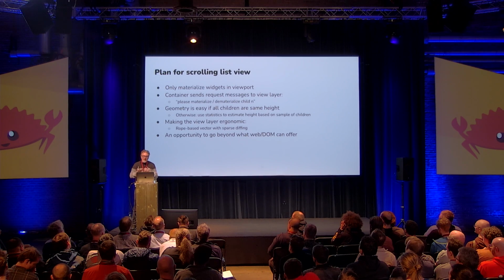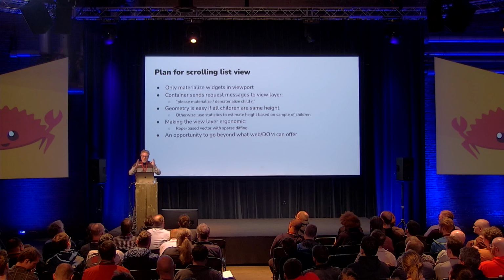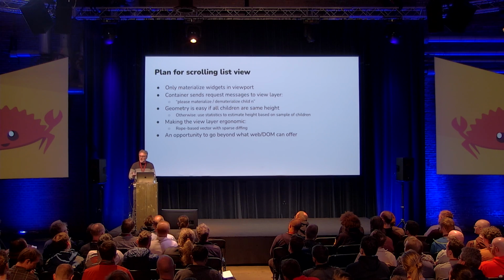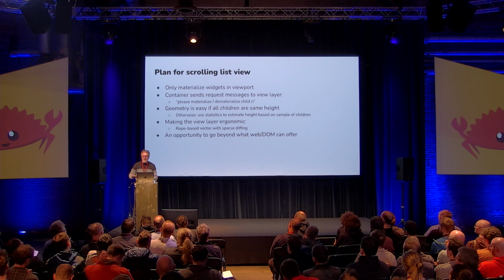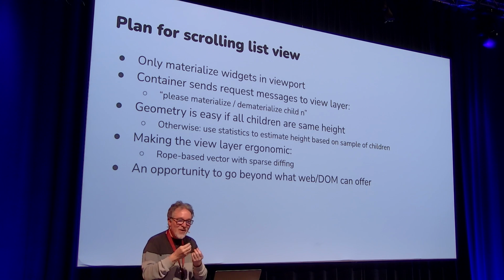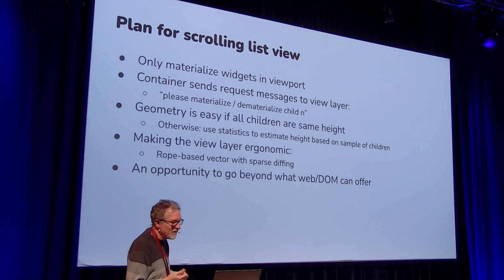But we also plan to handle the case where the different children may be different heights. They may be posts in a social media app or something like that. And we're planning to do a fairly sophisticated thing where we use statistics to estimate those heights and incrementally refine them so that, as you scroll through, you're materializing more widgets, you have more accurate information. And so that's kind of a juicy problem. It involves computer science and a little bit of magic. Like, if you don't have that geometry exact, how do you hide that from the user so they don't really see the approximation going on under the hood?